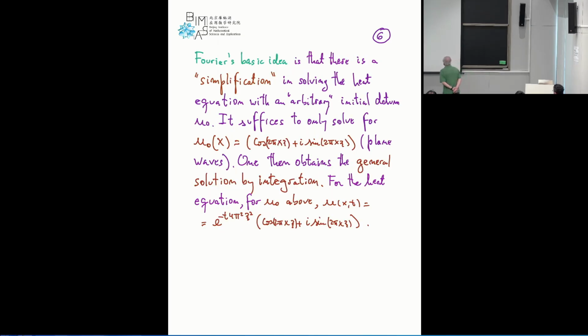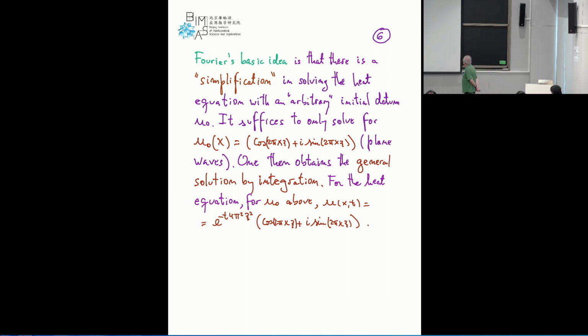So why did Fourier use this idea of decomposing your function as an integral of trigonometric functions? His basic idea is that there is a simplification in solving the heat equation. That you don't have to solve the heat equation for all data, but just for very special data. And then you can put it together by using this Fourier decomposition.